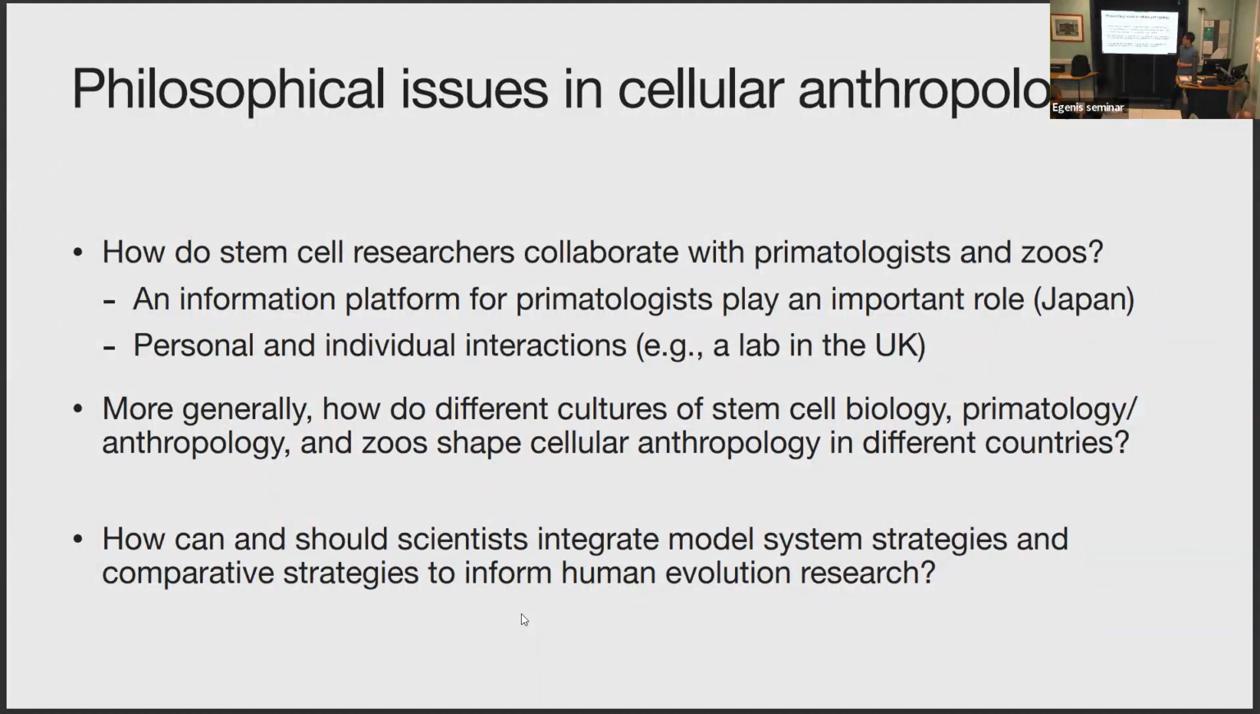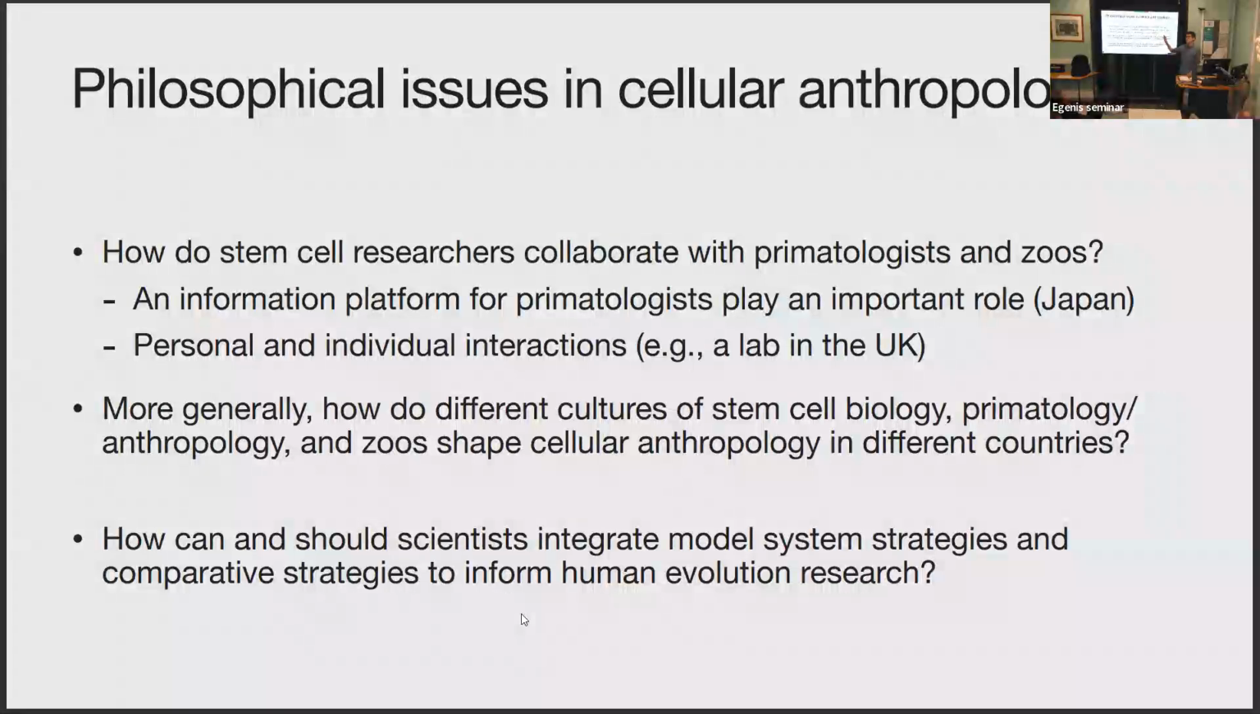I have several slides to explain this case in Japan, and if you are interested, please ask in the Q&A, and I'm happy to explain using the slides. But more generally, how do different cultures of stem cell biology, primatology, physical anthropology, and zoos shape cellular anthropology in different countries? I'm very interested. Especially Japan, my home country, has unique traditions both about stem cell research and primatology.